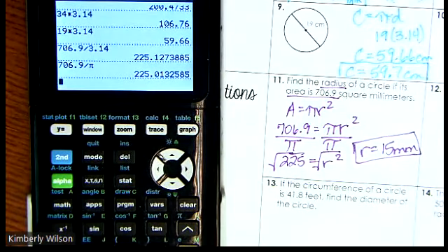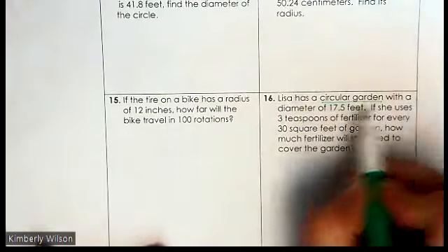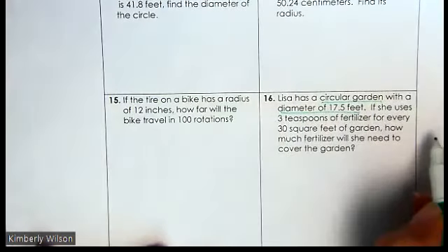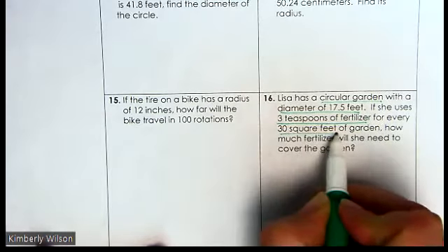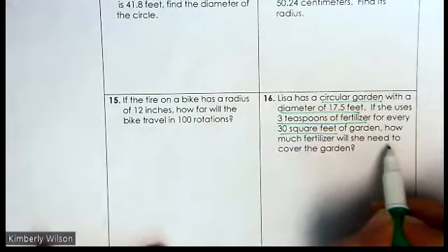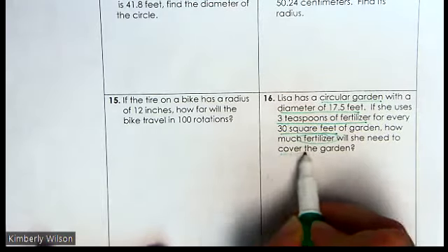Okay, last example. Remember, you can pause and stop, or you can come and see me if you've got questions. Looking at 16. Lisa has a circular garden with a diameter of 17.5. If she uses 3 teaspoons of fertilizer for every 30 square feet, how much fertilizer will she need? So we want to know how much fertilizer to cover the garden.